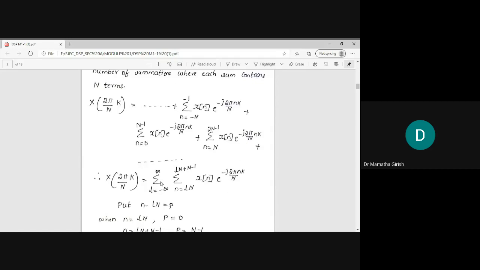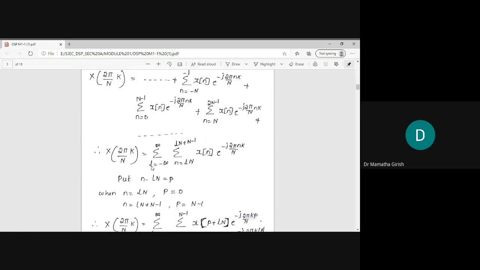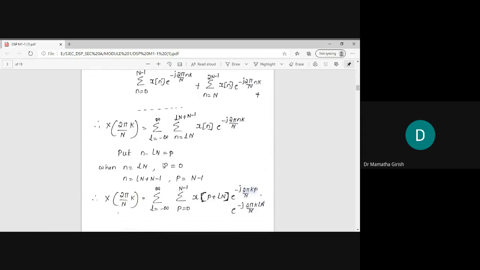Where I'm introducing a new summation tag called L, varying from minus to plus infinity. This summation indicates that there are infinite number of summations present in the spectrum. We're trying to introduce a new variable called P using this particular equation. While considering the second summation, if I want to represent it in terms of the new variable P, I'll consider the old limits and find out the new limits for P.